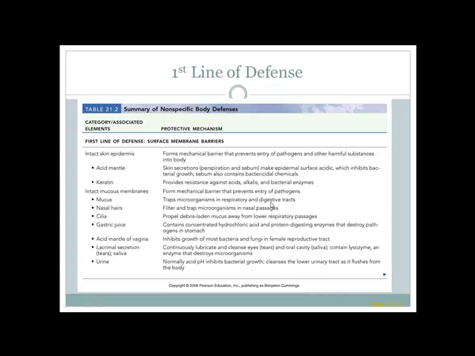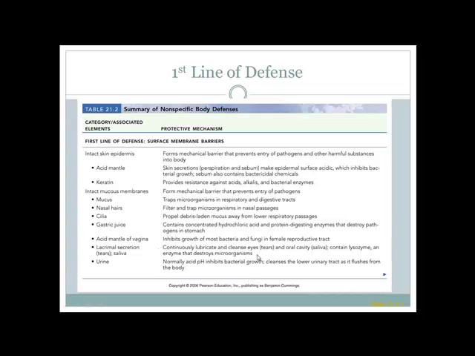Nasal hairs act similarly. Cilia are there to propel debris and mucus out of the lower respiratory tract, so you can cough it up and swallow it. If you swallow it, it goes into your stomach, and it gets killed off by the hydrochloric acid in your gastric juice. The acid mantle of the vagina is going to inhibit the growth of most bacteria and fungi in the female reproductive tract.